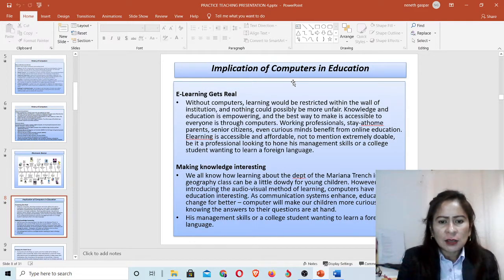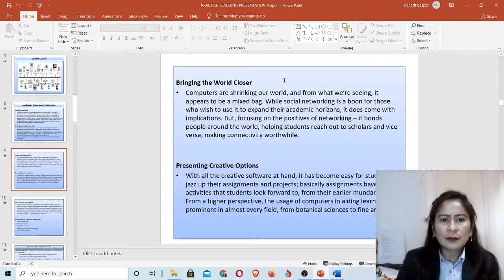Bringing the world closer. Computers are shrinking our world, and from what we're seeing it appears to be a mixed bag. While social networking is a boon for those who wish to expand their academic horizons, it does come with implications. But focusing on the positive of networks, it bonds people around the world, helping students reach out to scholars and vice versa, making connectivity worthwhile.